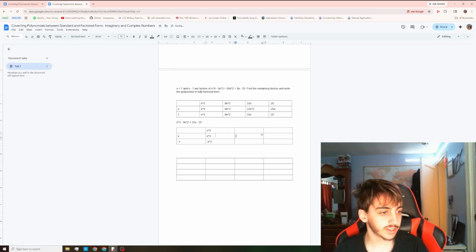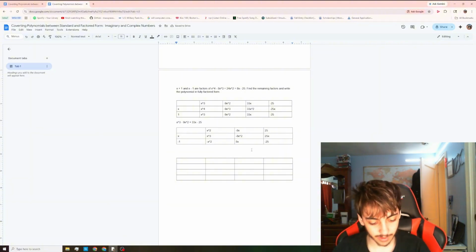So then we got negative x squared, and we need negative 9x squared. So we need negative 8 more x squared. And that's just going to become negative 8x. And that's just going to become 8x. So then we got 8x, and we need 33x, which means we need 25 more x's. And that's just going to become 25, and that's going to become negative 25.